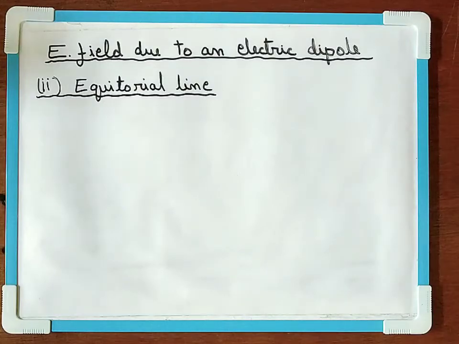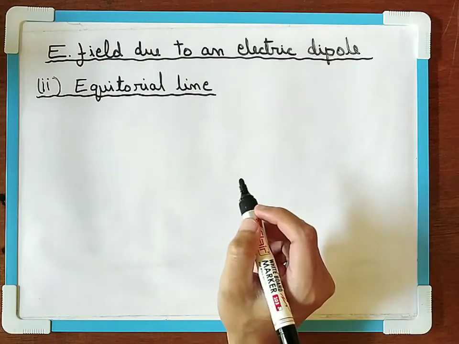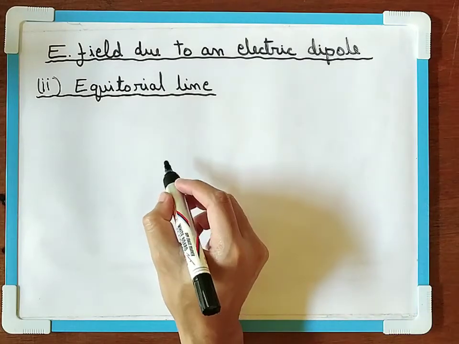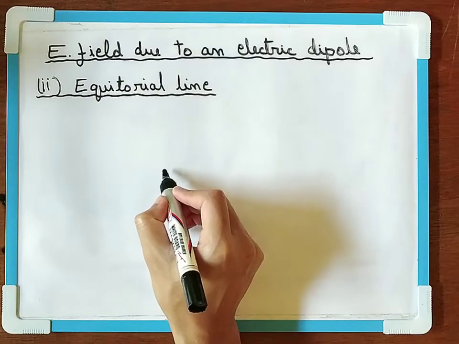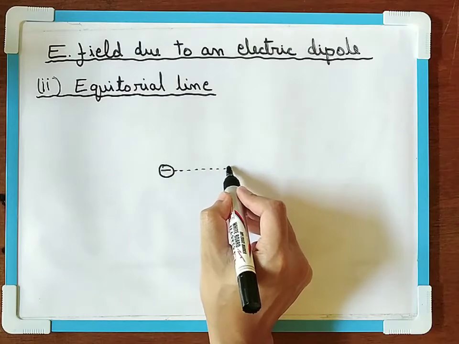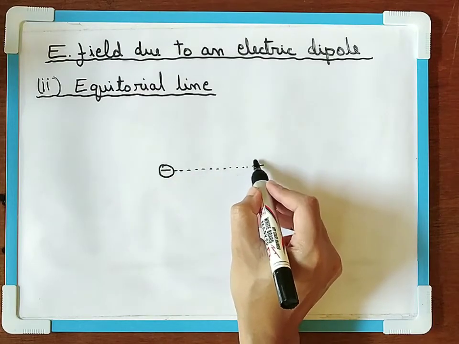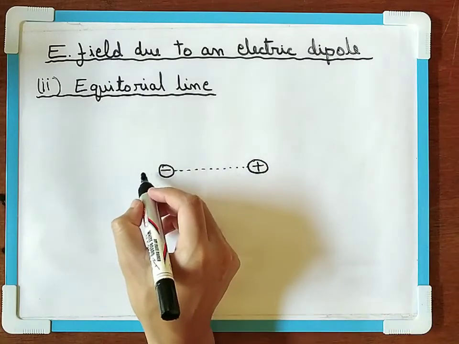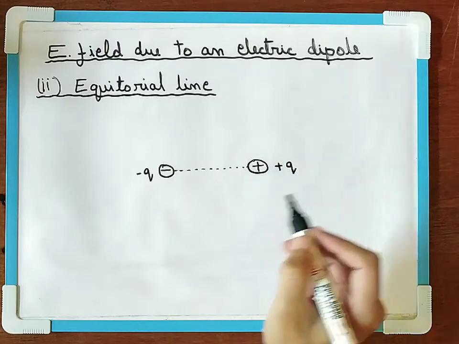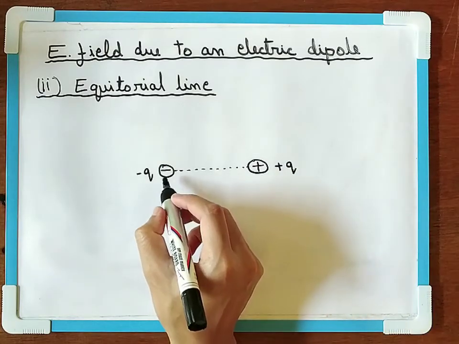So now we are going to find the electric field due to an electric dipole on the equatorial line, at a point on the equatorial line. So we first consider an electric dipole. We have here an electric dipole, a negative and a plus charge, minus q and plus q. They are separated by a finite distance apart.